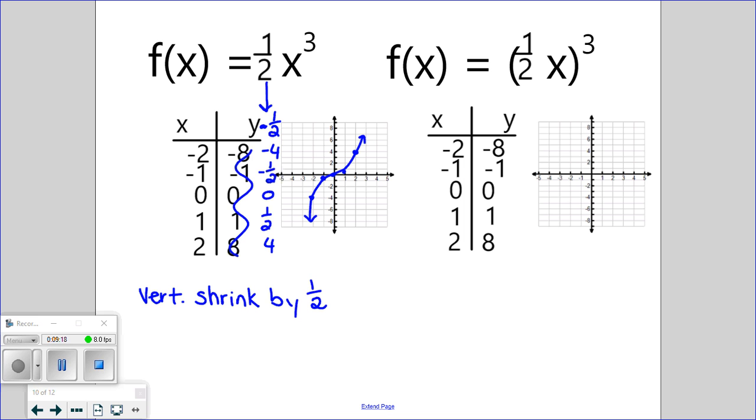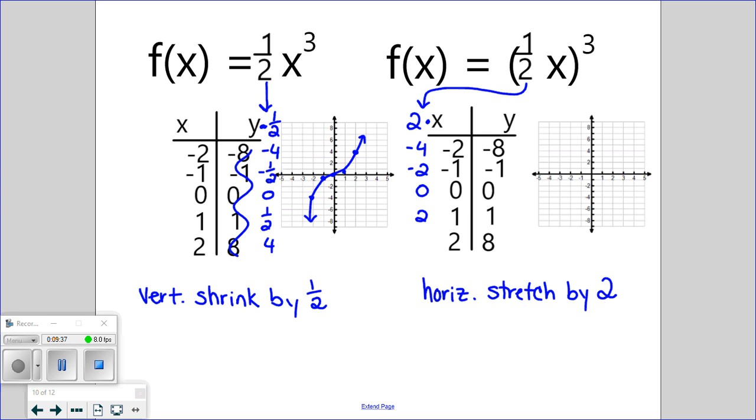And our last one, that 1/2 moves to the inside. Inside things are identified as horizontal. We think opposite. So a small number is going to stretch our graph by its reciprocal. I take my inside number, turn it upside down, and multiply my x column. So multiply everything in my x column by 2 and regraph. -4, -8, -2, -1, 0, 0, 2, 1, and 4, 8. And it took our graph and stretched it twice as wide as it was before.